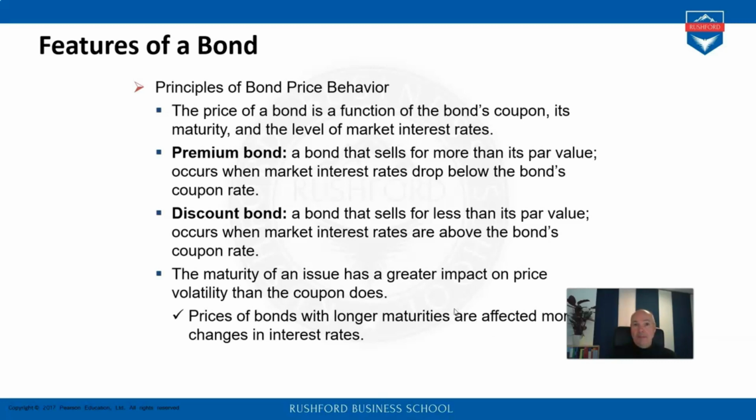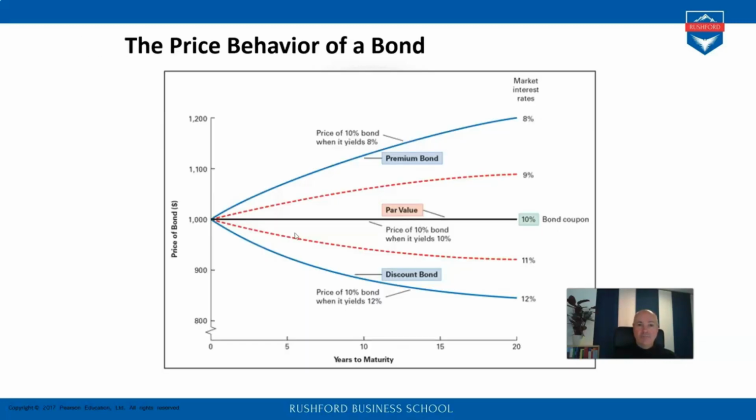The price of the bond being a premium or a discount bond certainly has an impact on the current yield. Let's have a look at the chart. When we have the par value of the bond being 1,000, we can see that any premium bond is above 1,000 and any discounted bond is below 1,000.